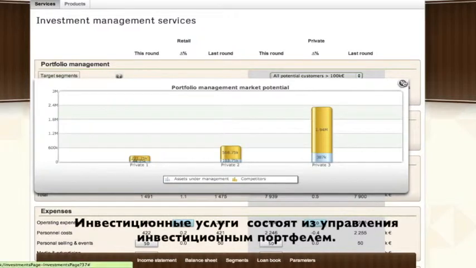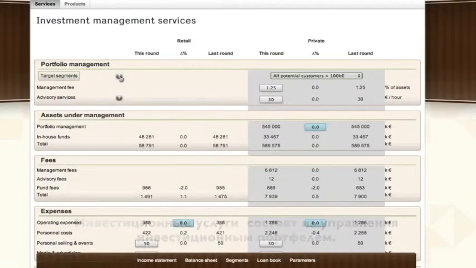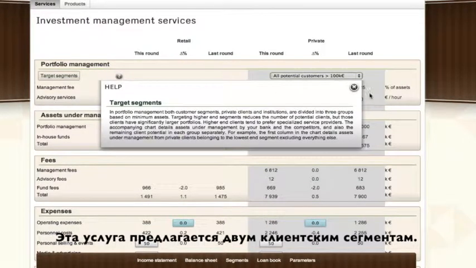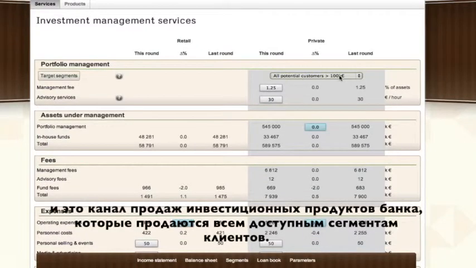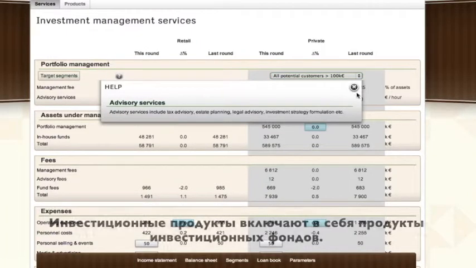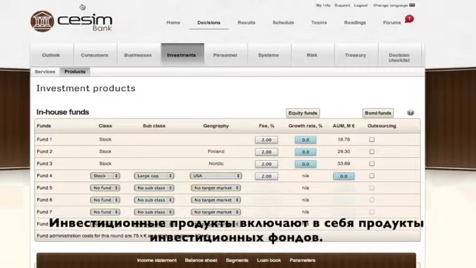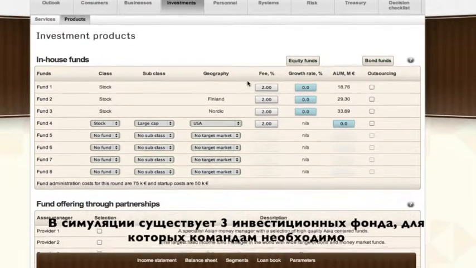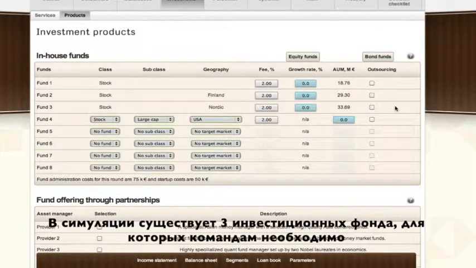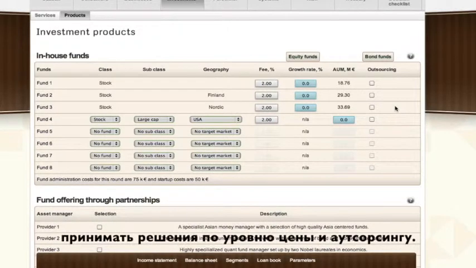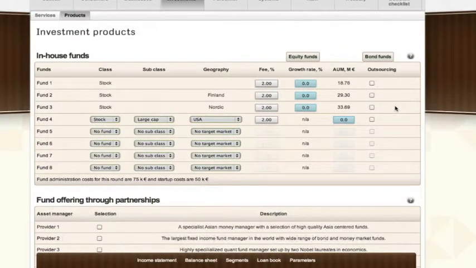Investment services consist of personal portfolio management service offered to the last two customer segments, and it is a sales channel for the bank's investment products that are sold to all available customer segments. The product side to investments primarily consists of investment fund products. There are three established investment funds for which only pricing and outsourcing decisions need to be made.